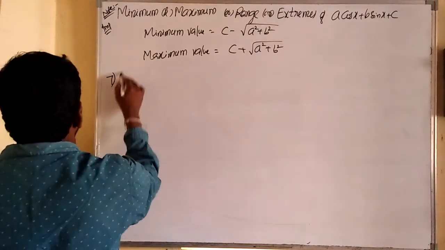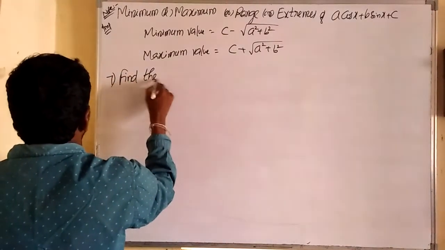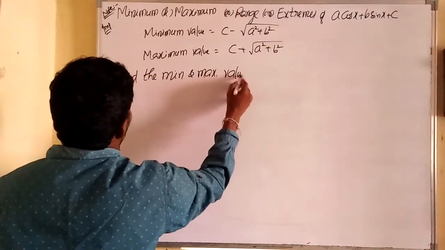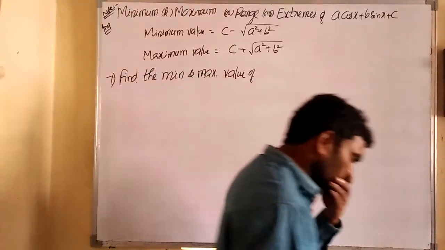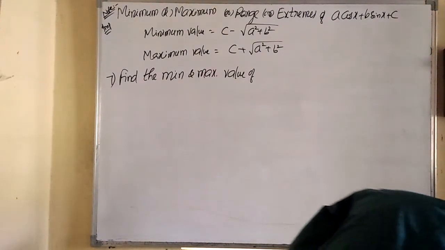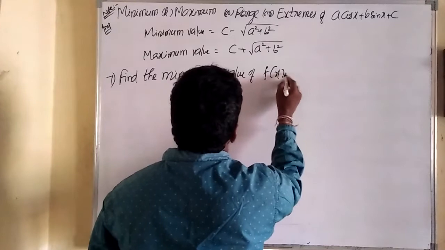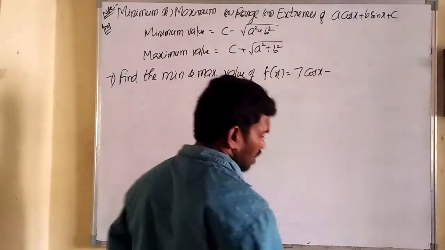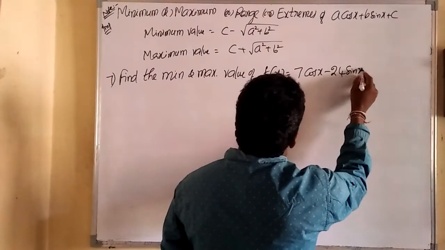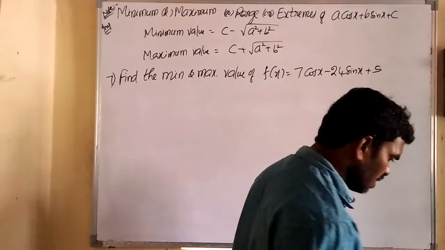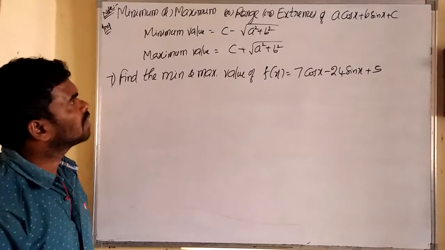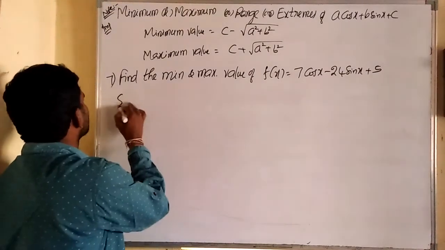Seventh question. Find the minimum and maximum value of f of x equals 7 cos x minus 24 sin x plus 5. Find the minimum and the maximum value. This is the question. So, solution.